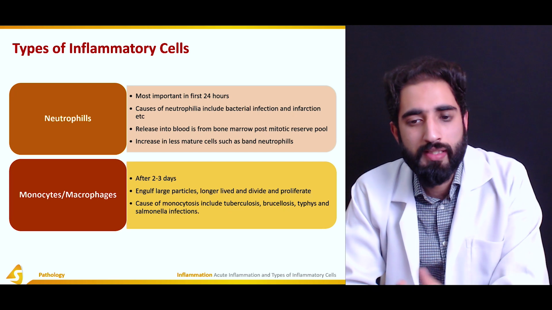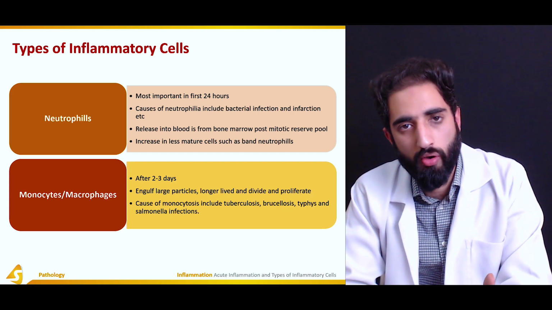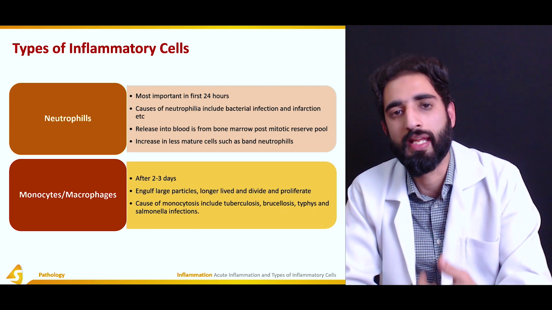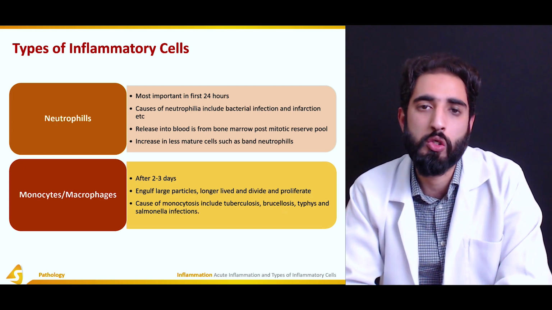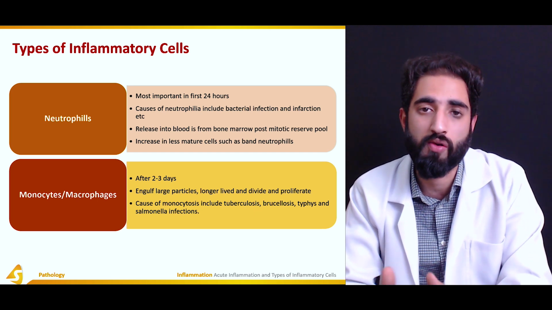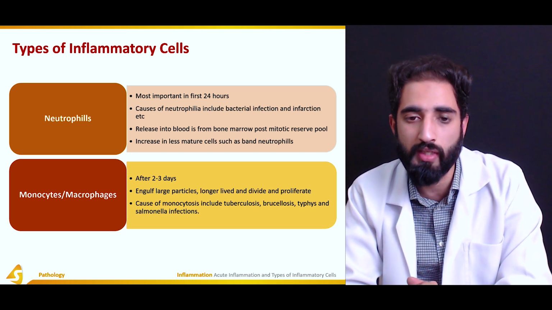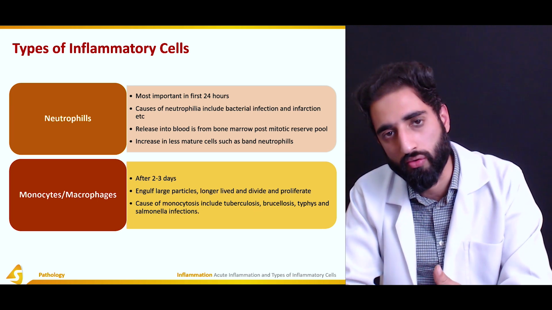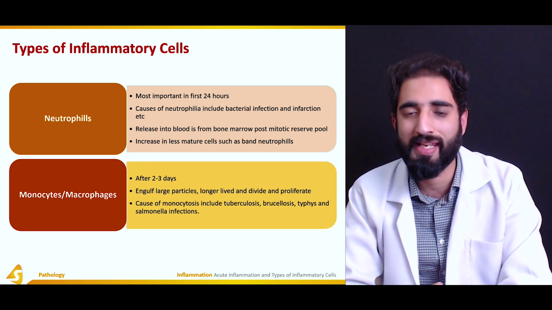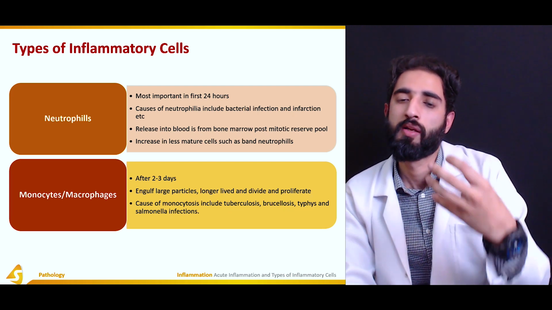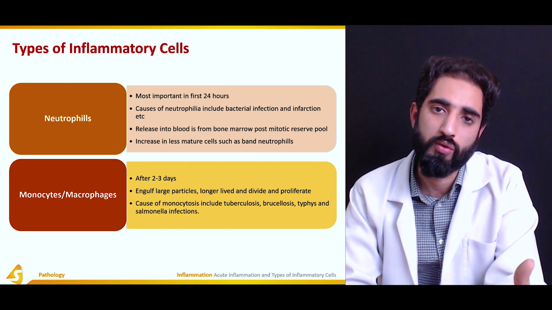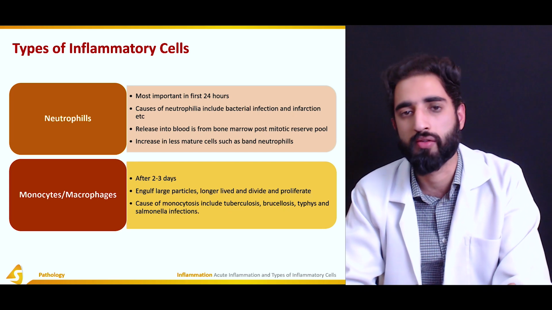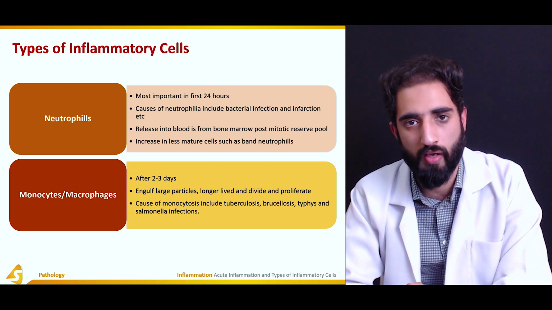Now, they are released into the blood from the bone marrow post-mitotic reserve pool, and an increase in less mature cells such as band neutrophils is observed during the process of acute inflammation. The second type of inflammatory cells are the monocytes, also known as macrophages. So they are most predominantly found in the acute inflammation after 2 to 3 days after the onset of the inflammatory process.